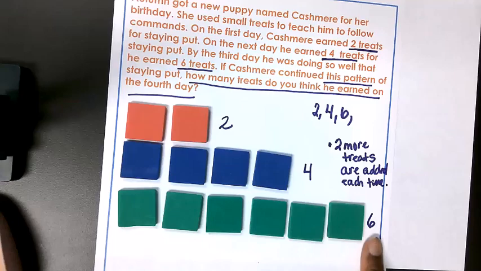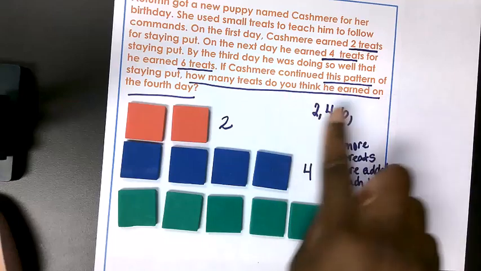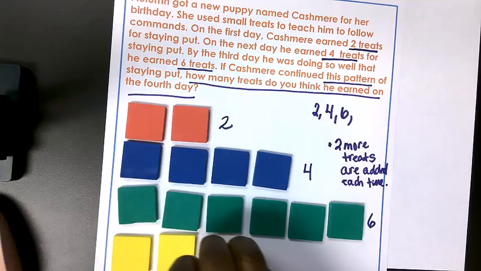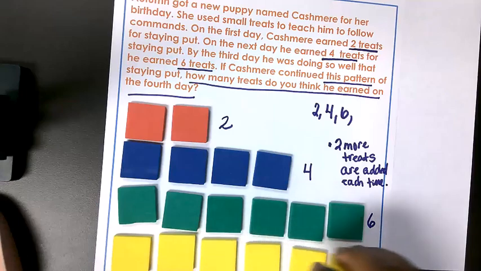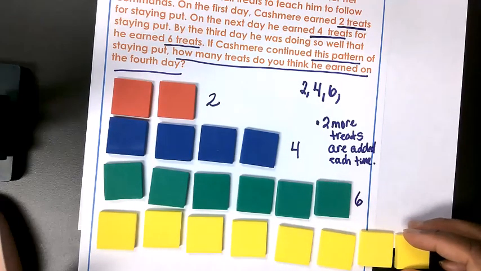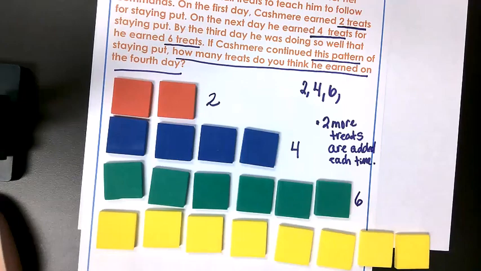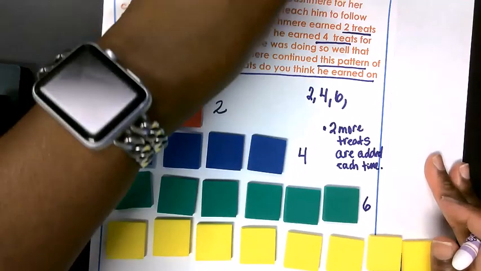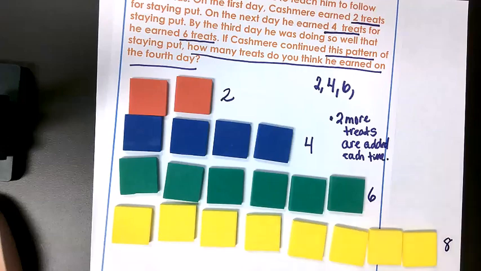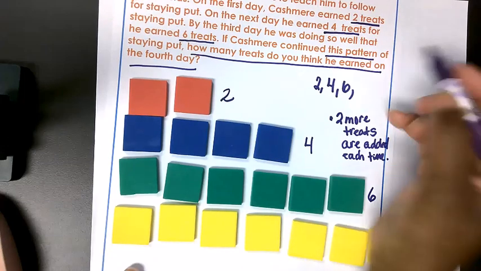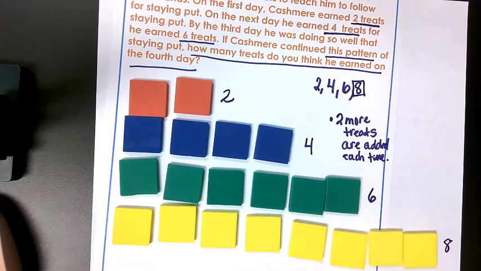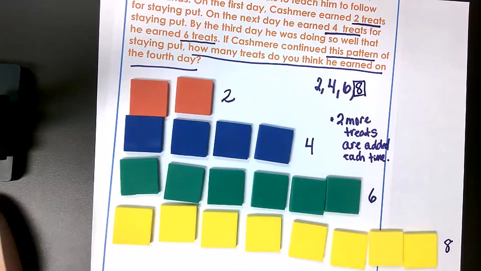So if we add 2 more again, because it says continue the pattern, how many treats do you think are going to be earned on the 4th day? Then we're going to put down the 6 like before, like on the 3rd day, but then we need to add 2 additional treats. So we know by adding the 2 additional treats, that will give us 8 treats on the 4th day. So to continue our pattern, we have 8. 8 is going to be the number of treats that Kashmir would receive on the 4th day.